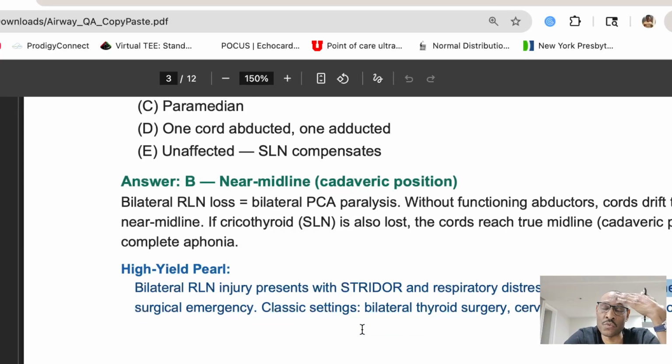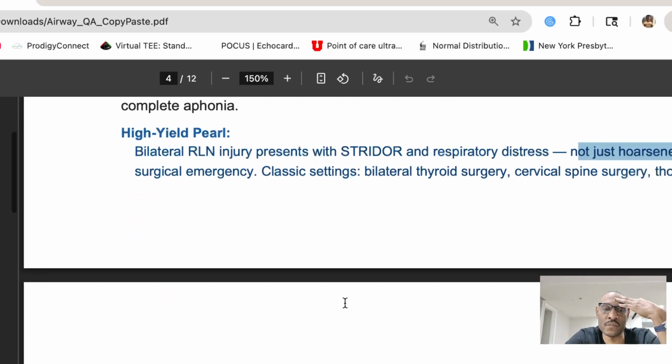Typically, these are the things that you worry about for a patient who has had thyroid surgery, or any patient that has had ACDFs or thoracic aortic aneurysm repair and so on. Always assess their voice. Hoarseness a little bit is okay. Stridor and respiratory distress is never okay.